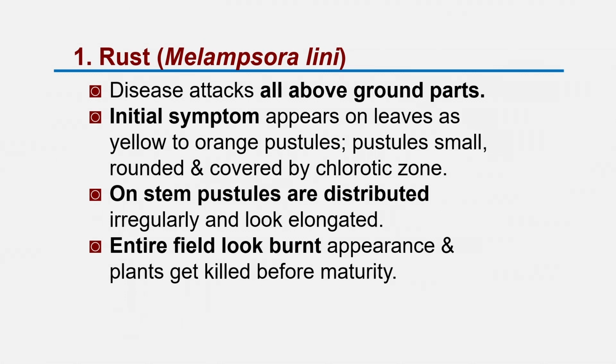Initial symptom appears on leaves as yellow to orange pustules. Pustules are small, rounded and covered by a chlorotic zone. On stem, pustules are distributed irregularly and look elongated. The entire field looks burnt in appearance and plants get killed before maturity. So, sometimes drying of the plant can be noticed.